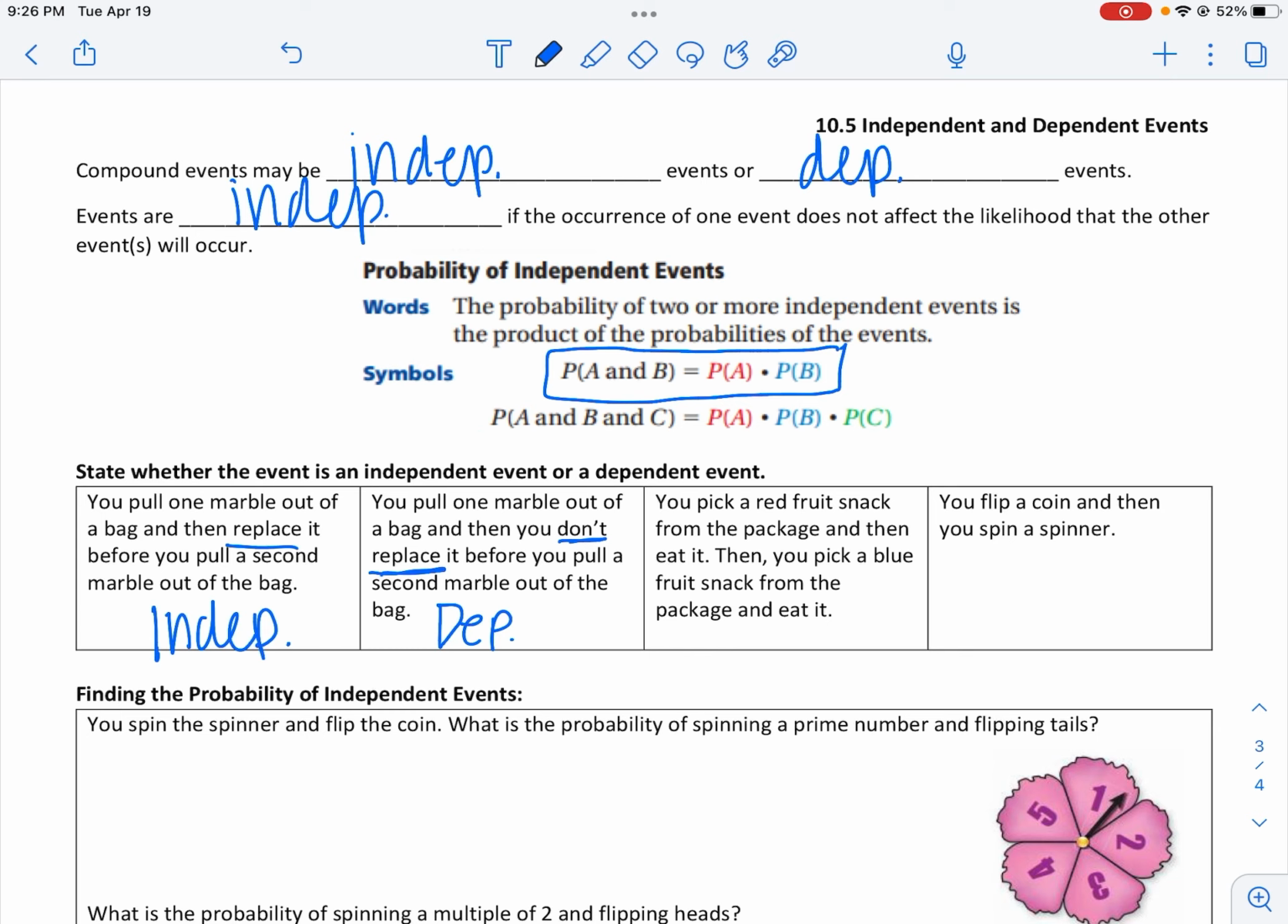Okay. On this next one, it says you pick a red fruit snack from the package and then eat it. Then you pick a blue fruit snack from the package and eat it. This is dependent again, because you take a fruit snack out of the package and you eat it, so you can't replace it. The second event is affected by the first event. And then last, you flip a coin and then you spin a spinner. Flipping the coin has no effect on the spinner, so it is independent.